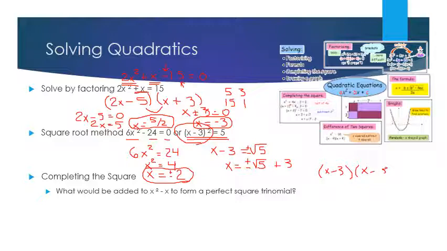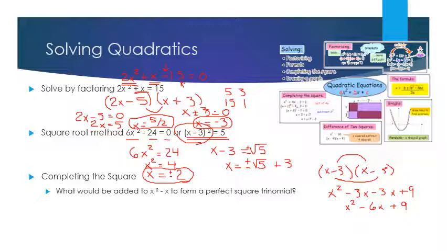If I use FOIL to multiply these, I get x squared for my first terms, negative 3x for my outside terms, negative 3x for my inside terms, and positive 9 for my last terms. And those two middle terms will combine to make minus 6x. So the quadratic that this came from was x squared minus 6x plus 9.